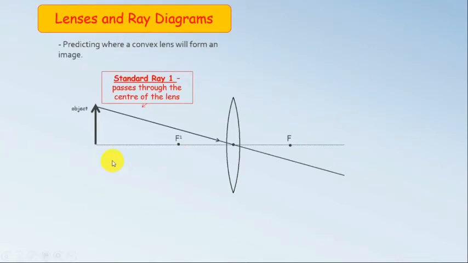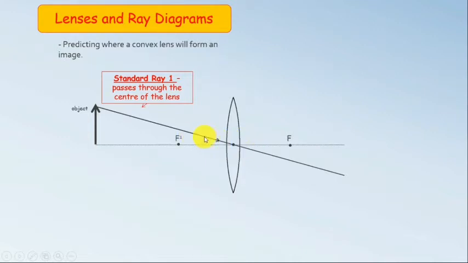Here we have an example. Here is the object. If they ask you to draw a ray diagram, we have three important rays. We know that from the object we have millions of rays, but we just want three of them. These are the three rays that we want to study and understand. Number one, the first ray, you have to draw it always from the top of the object. You draw a straight line passing through the center of the lens.